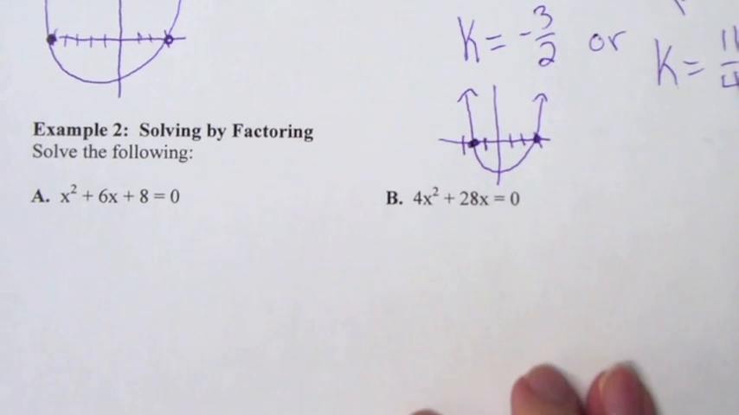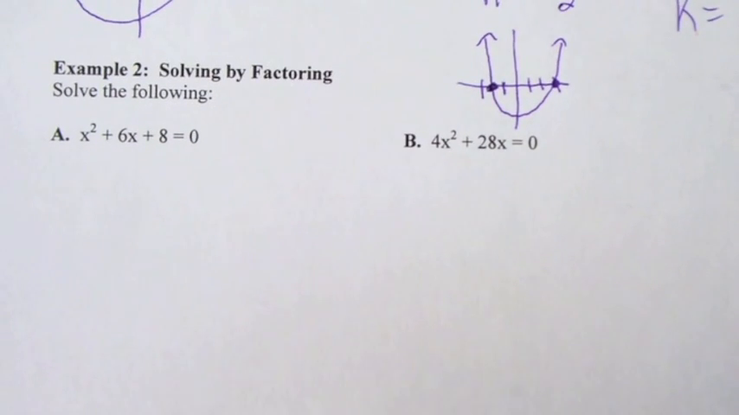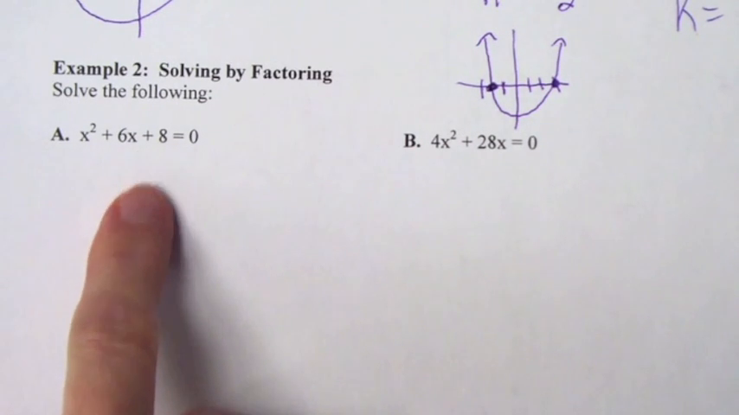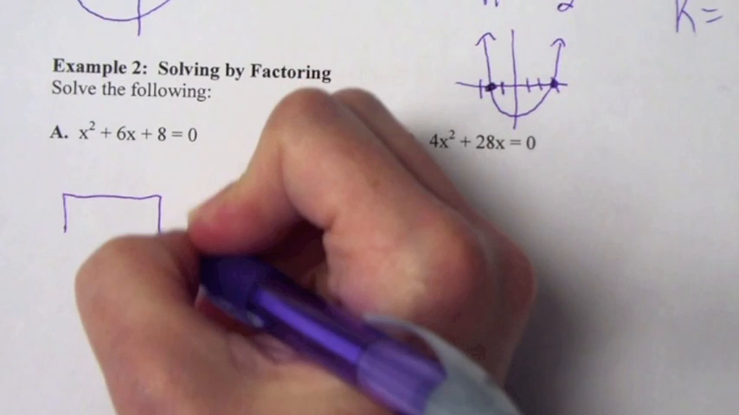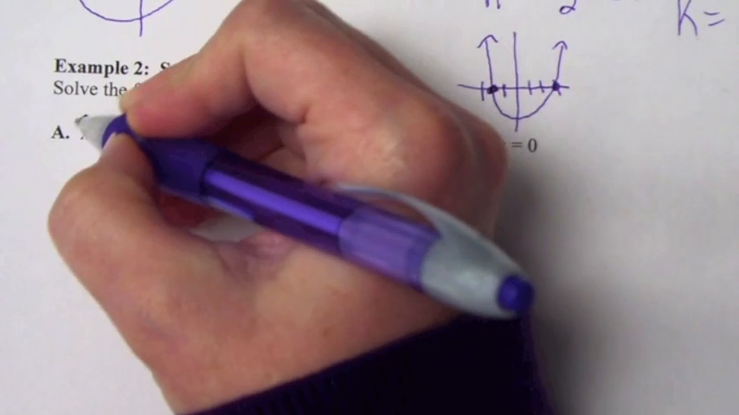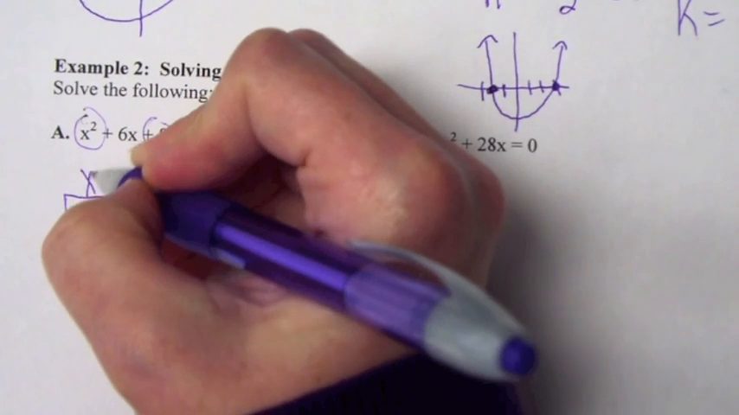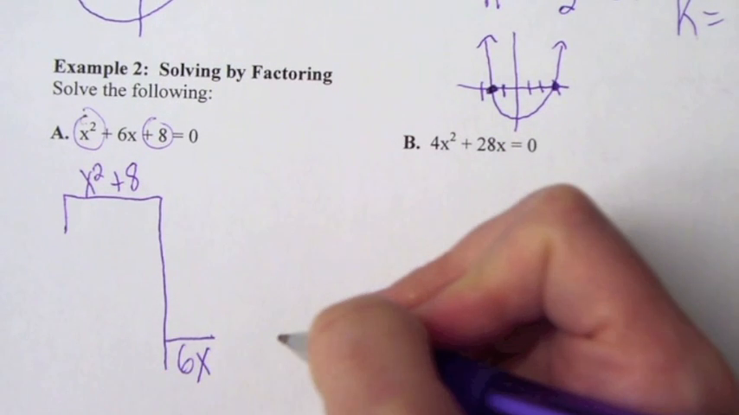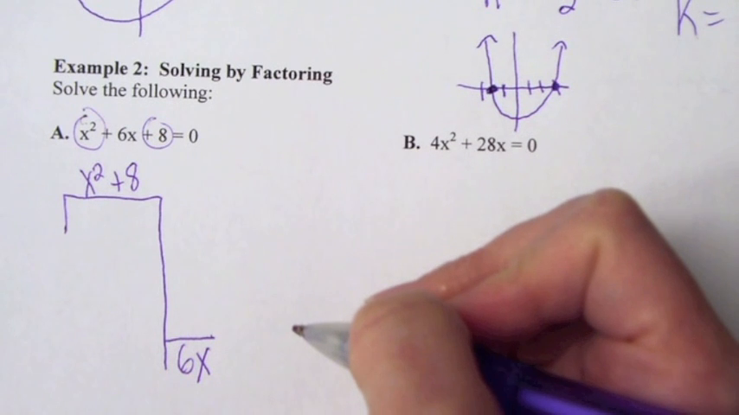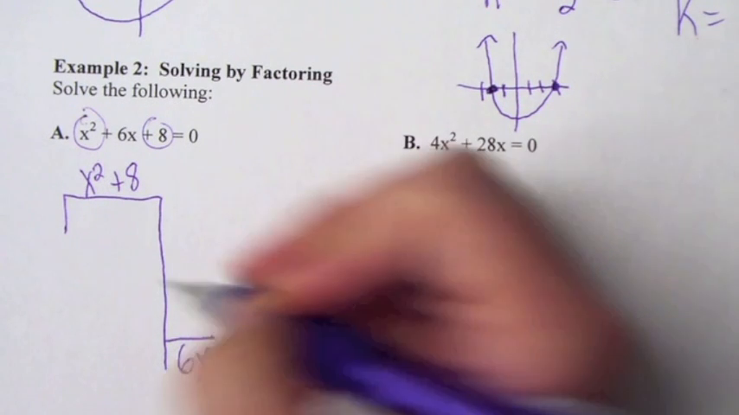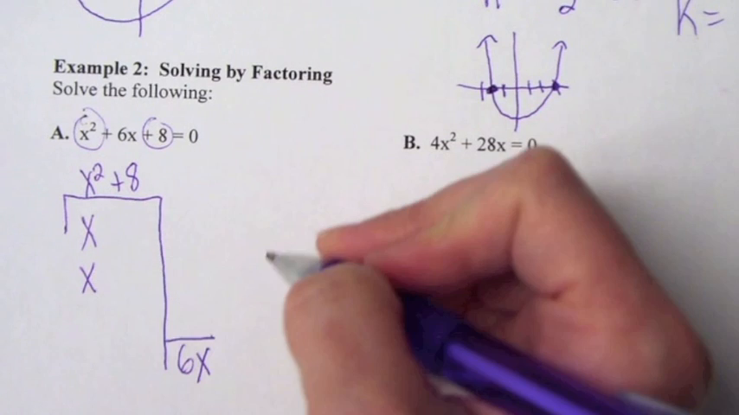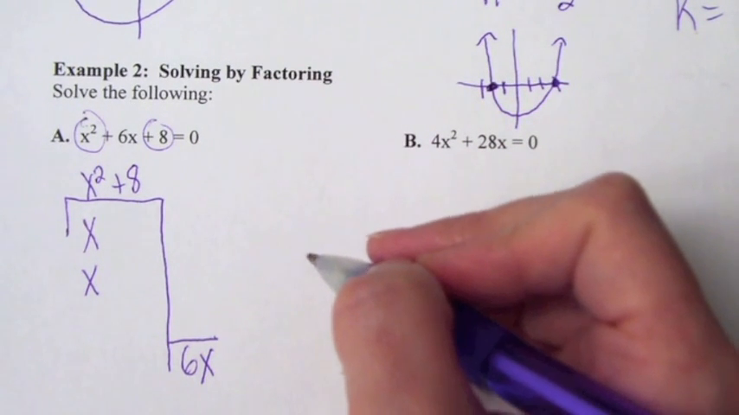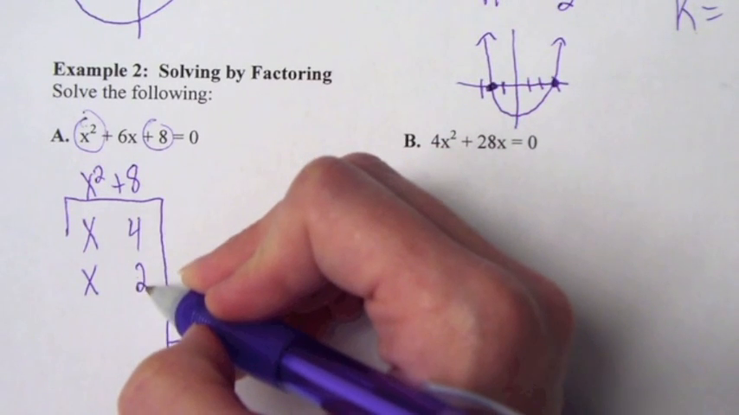Okay. So on letter A, we have to factor this. And this is not a special case because we can't take the square root of the first term. So we're going to hangman this before we start. We've got x squared and 8, and then 6x. So we have x and x. And then we need two factors that multiply to get 8: 4 and 2, or 2 and 4, either way.